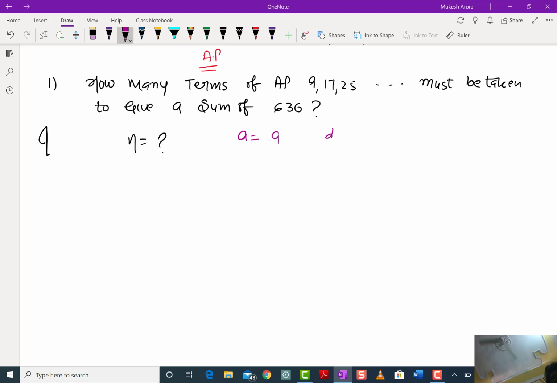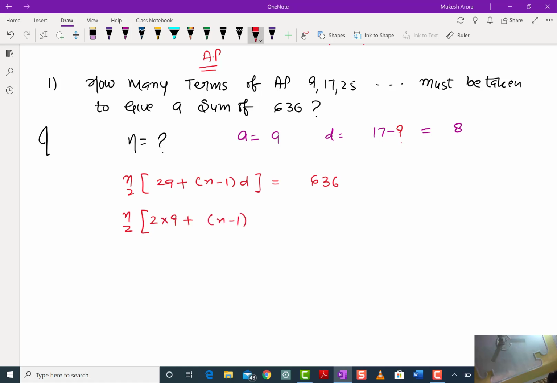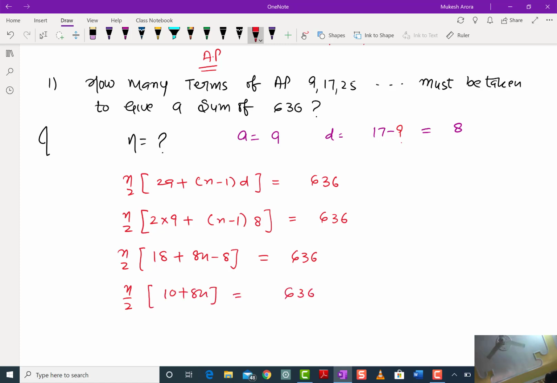A is 9, D is 17 minus 9, which is equal to 8. So the sum is n by 2 into 2a plus n minus 1 d is equal to 636, and a is given: n by 2 into 2 into 9 plus n minus 1 into 8 is equal to 636. So n into 18 plus 8n minus 8 is equal to 636. n by 2 into 10 plus 8n is equal to 636.